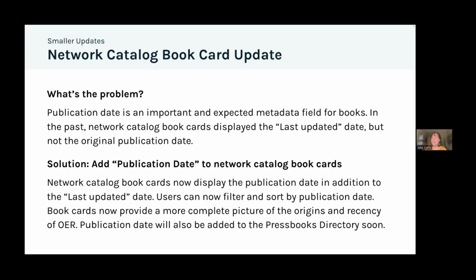So we've added that now on your network catalog. If you open it up, it will show the publication date as well as the last updated date. It's that combination of dates that provide a more complete picture of where OER comes from, how old it is, how recently it's been updated, and so forth. We are also planning to add this to the Pressbooks directory book cards soon. There's a couple of testing things that we're doing based on the structure of that tool, and so you can look out for that in the future.